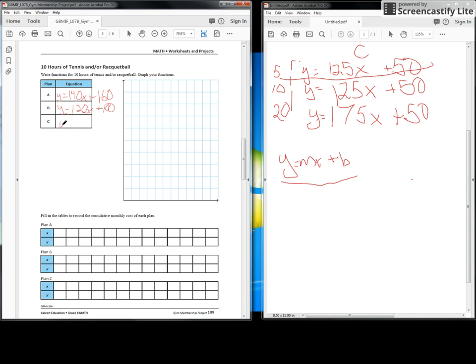All right, here's your next data sheet. Y equals, getting it from right over here. This is 10 hours of racquetball and tennis. 125X plus 50. Again, you're going to have to put the data into this table. The table is going to help you to make your chart.